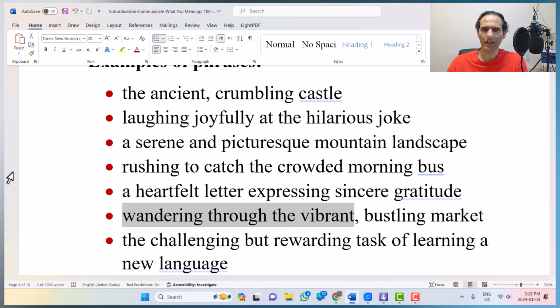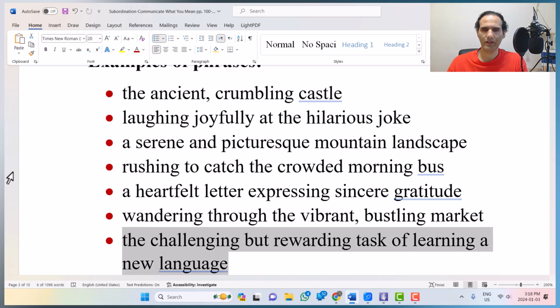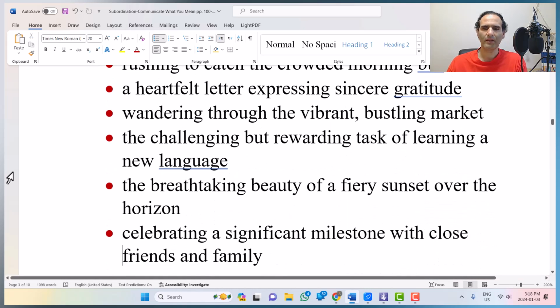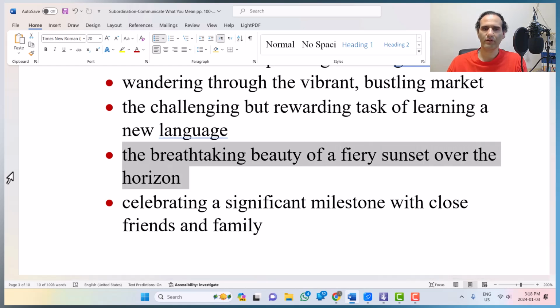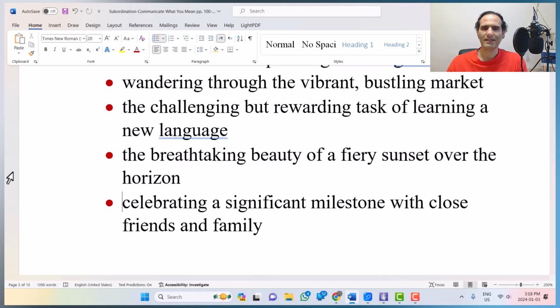Wandering through the vibrant, bustling market. Phrase. The challenging but rewarding task of learning a new language. Phrase. And the breathtaking beauty of a fiery sunset over the horizon, and celebrating a significant milestone with close friends and family. So all of these were phrases.